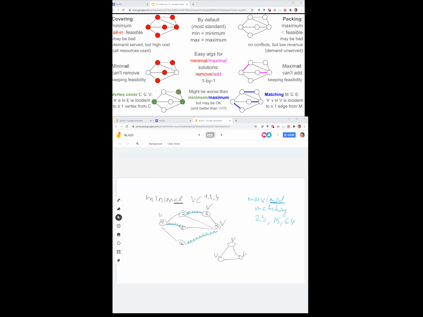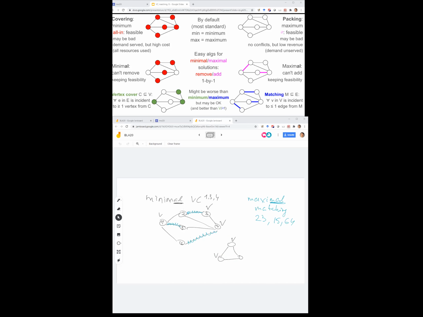Well, let me remove an arbitrary one. Yes, of course I can remove one. Now I cannot remove any more because if I remove this one, then this edge becomes uncovered. If I remove this one, then this edge becomes uncovered. So there you go. This is a minimal vertex cover. Okay. Small graph, running fast.